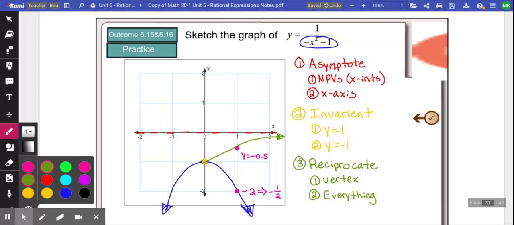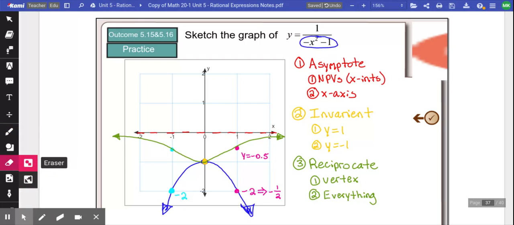And it'll do the same thing the other direction, because if you look, that's at -2, so that should also reciprocate to -0.5. So again, it should look kind of like that. And I go towards the asymptote, and then I just run along the side of it. You should have that green looking graph as your answer.